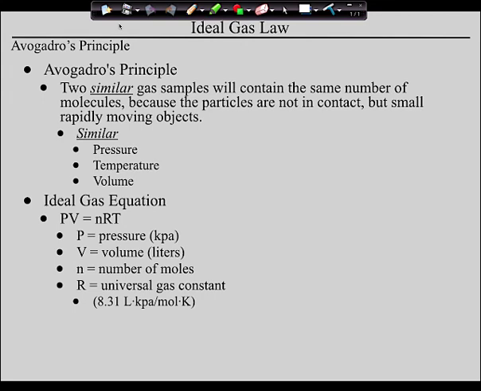So R, which has a value of 8.31, is actually the number that is required to make PV equal to NT. And you'll notice the units, liters, kilopascals over moles Kelvin, are actually the units necessary to make everything cancel out. And then T is temperature in Kelvin. Now guys, understand you won't have to memorize any of that.